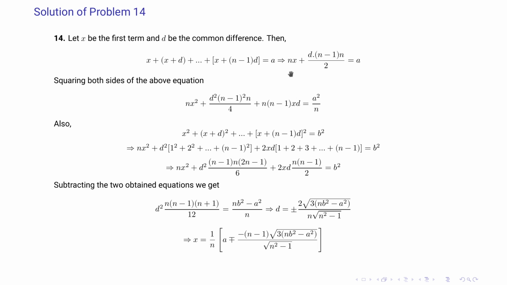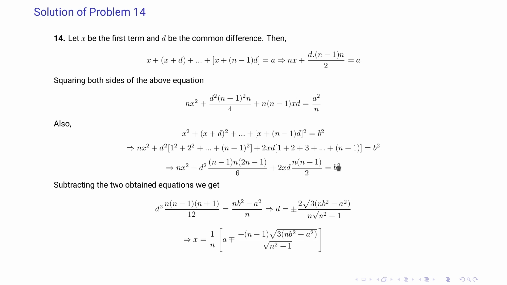Now we square this to get n x square plus d square multiplied with n minus 1 whole square n by 4 plus n into n minus 1 xd is equal to a square by n. The sum of squares of the terms is x square plus x plus d whole square plus x plus 2d whole square plus up to x plus n minus 1 d whole square, which is equal to b square. We solve this equation to arrive at nx square plus d square multiplied with n minus 1 into n into 2n minus 1 by 6 plus 2xd into n minus 1 by 2 is equal to b square.